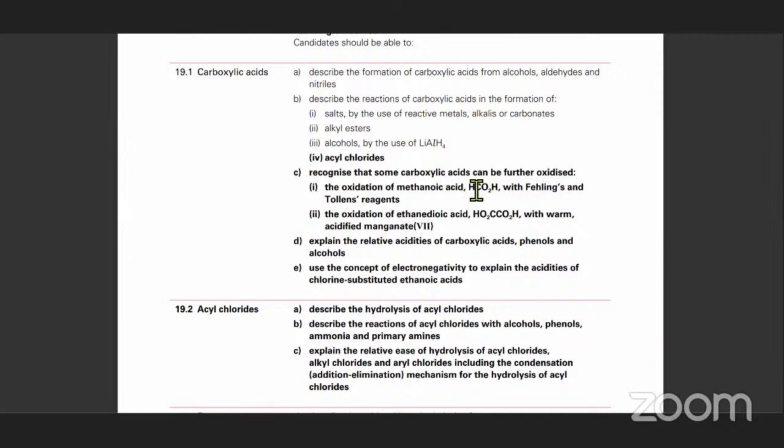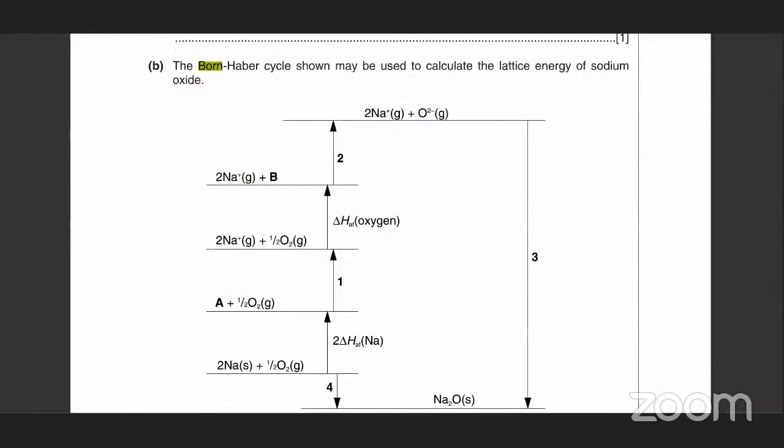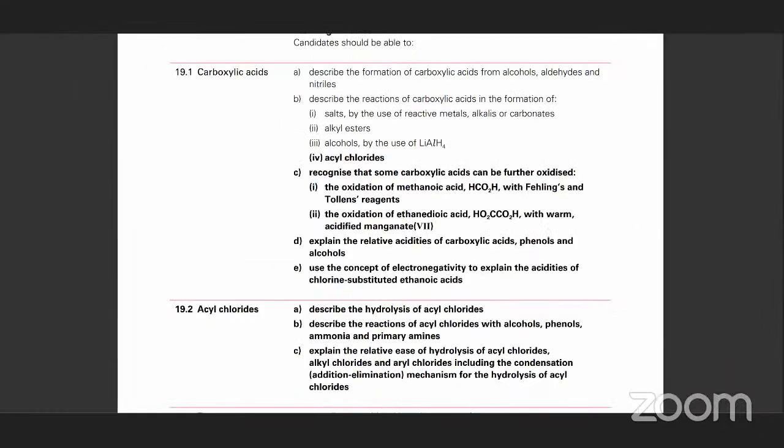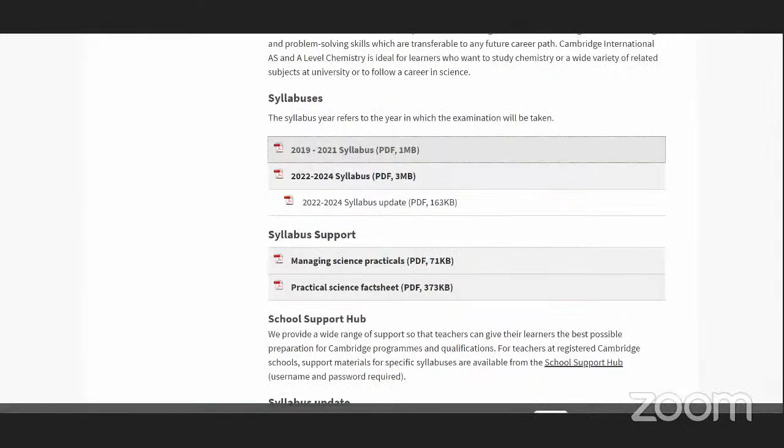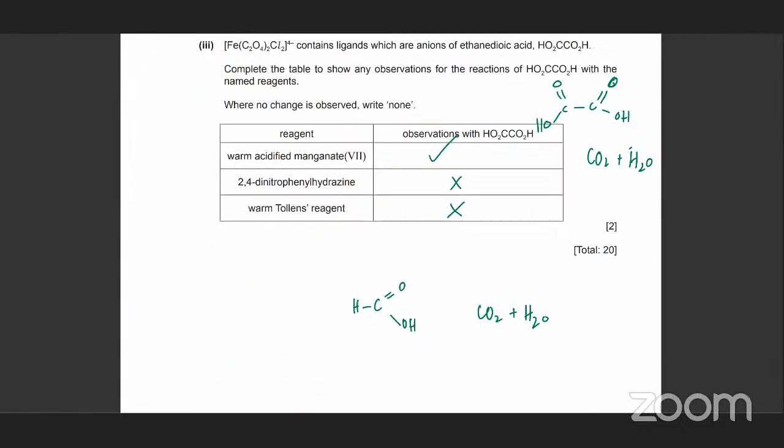So just remember that methanoic acid, I mean, there's just two carboxylic acids that you have to remember that get oxidized. But for methanoic acid, apart from Fehling's and Tollens', you can also write KMnO4, because that was actually needed to solve the question. So you can add that, even though it's not given in the syllabus. And so now, moving on, where's the... That's this one.